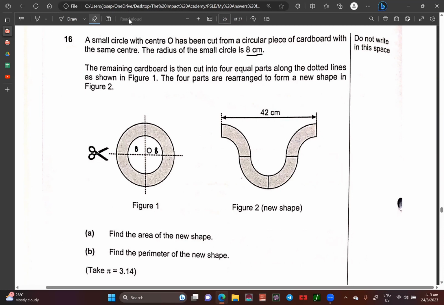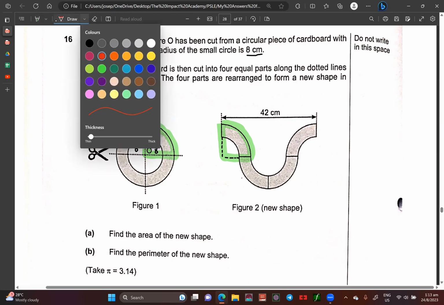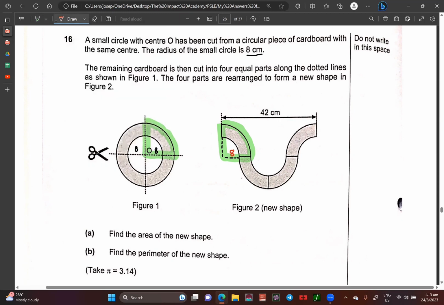Okay, so what you want to do first, of course, is to ask yourself if you have the measurements for everything over here. Now, as you can see over here, if this is 8 cm, this is 8 cm, what I can do is draw lines over here. And you can see that this actually forms another quadrant, which is the same as this quadrant here. So isn't it true that this is also 8? All right, so what you want to do is split it up again.